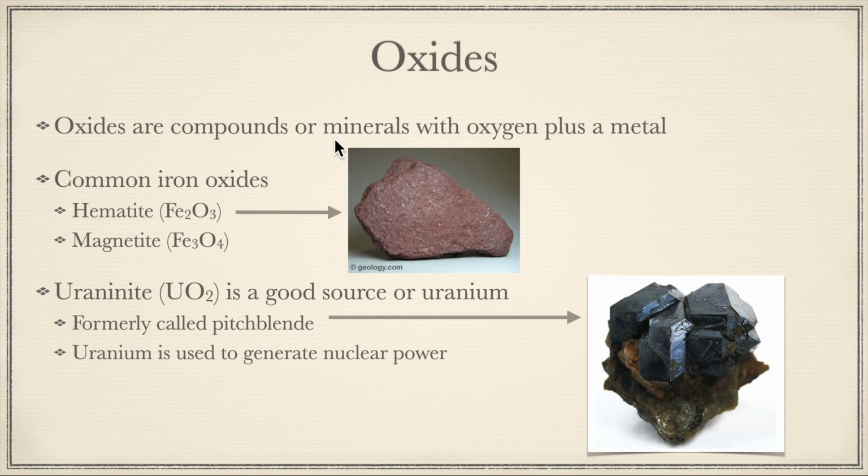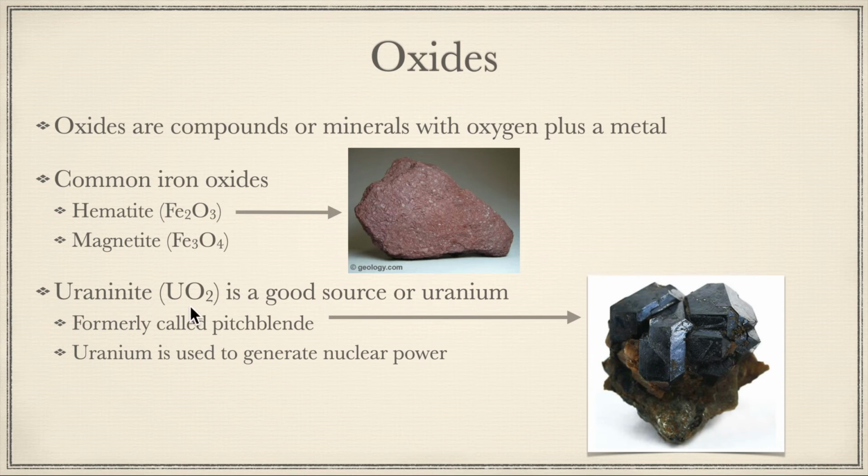Oxides. So oxides are compounds of minerals with oxygen plus some metal. So some common iron oxides. We have hematite, which is actually our example here. Hema means blood, so it's sort of a reddish, rust-colored iron oxide. You have magnetite, which is also another iron oxide. These are two different iron oxides, two different iron ions here.